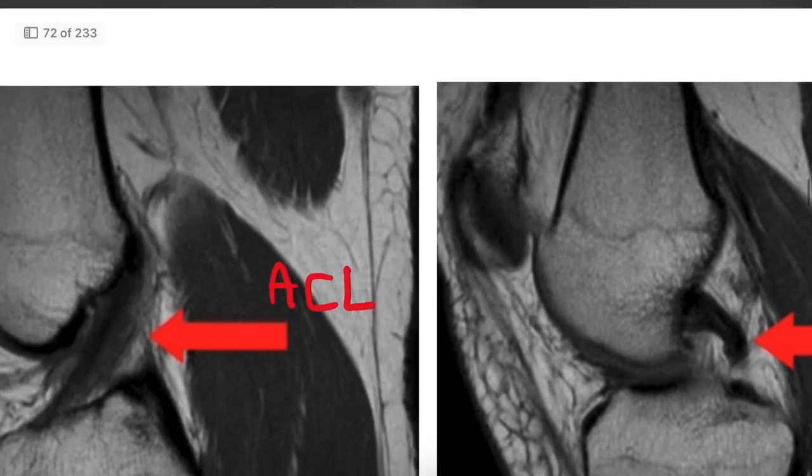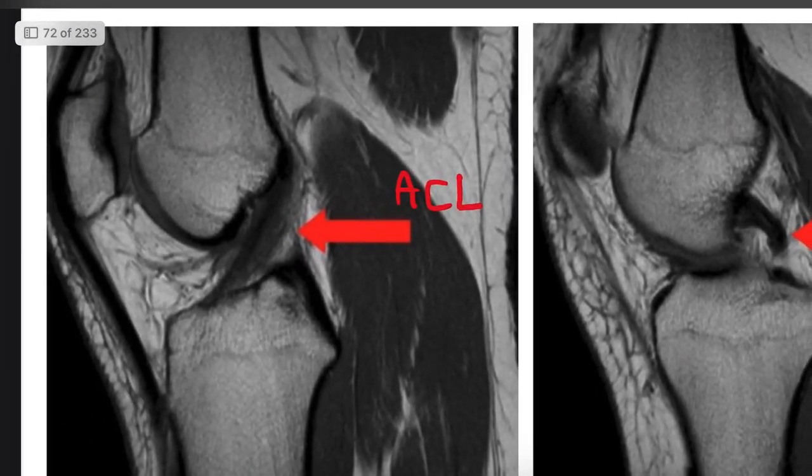Next, in this image you can see the anterior cruciate ligament, which I already marked with the arrow. It courses from the anterior tibia to the posterior medial aspect of the lateral femoral condyle. How can we interpret it? The ACL appears as a dark continuous band, suggesting a normal ACL without signs of rupture or abnormal signals.